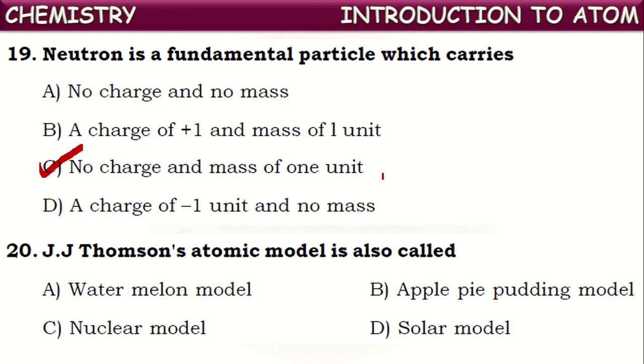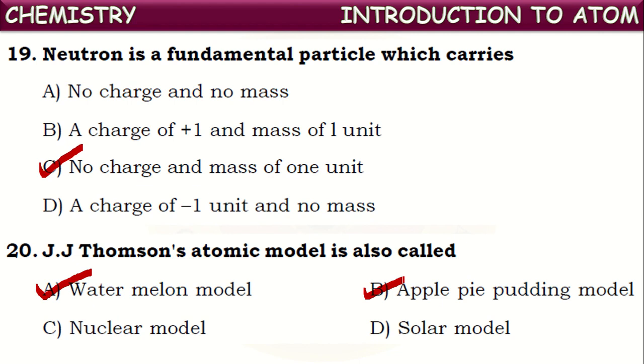In this way, by comparing with the watermelon, he gave a proposal of atomic model, the first atomic model proposed by J. J. Thomson. As he compared this atomic model with the watermelon, it is also called the watermelon model. And with some other fruits also it can be compared, like the apple pie pudding model, and it is also called the plum pudding model. So here, watermelon model is correct, and apple pie pudding model is also right. One more name, plum pudding model.